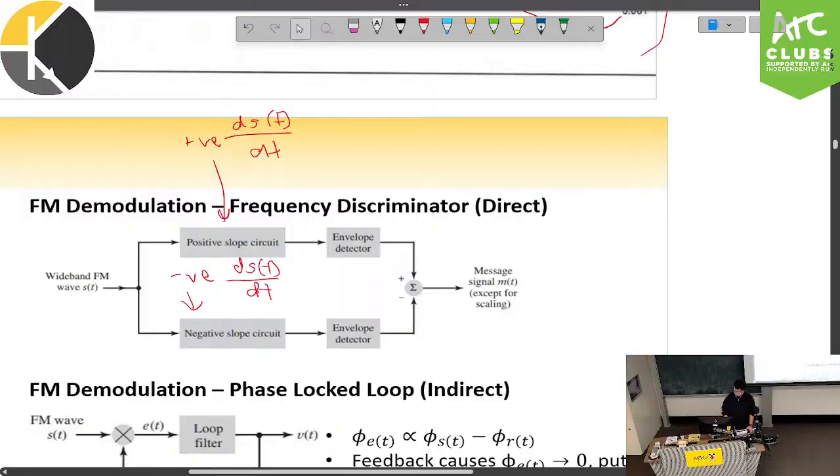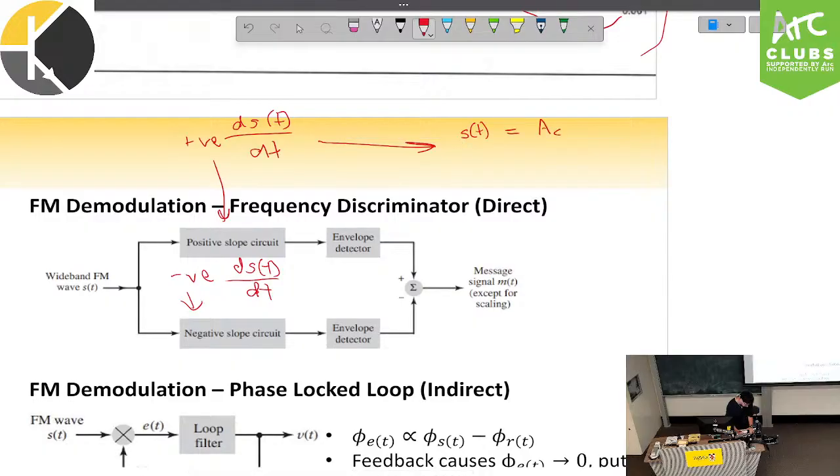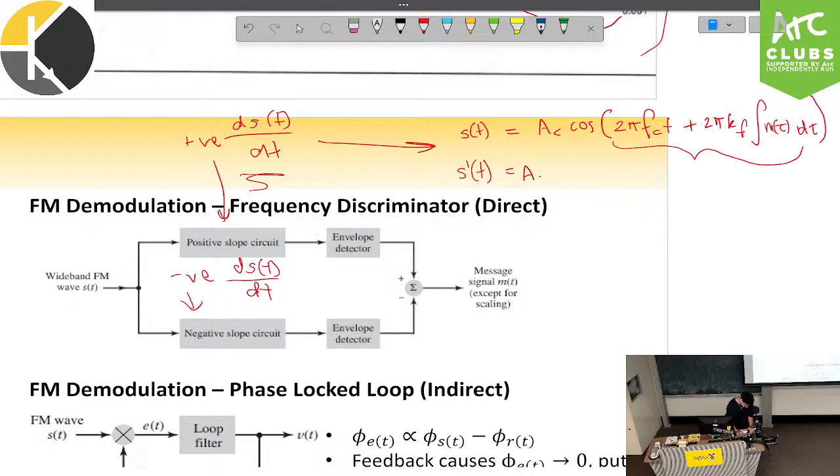The reason that this discriminator works is if we look at s of t and its derivative, s of t might be given by something like Ac cos(2 pi fc t plus 2 pi kf times the integral of your message). When you take the derivative of this, you get a term out the front that is directly the derivative of what's on the inside. So you would have an Ac, negative because we're differentiating cos, and then 2 pi fc plus 2 pi kf m of t, and this integral simply disappears. So that is your envelope, and then you would have sine of what's up there.